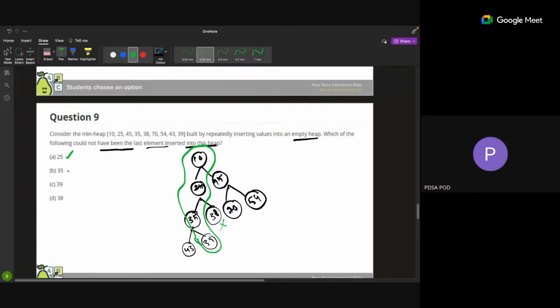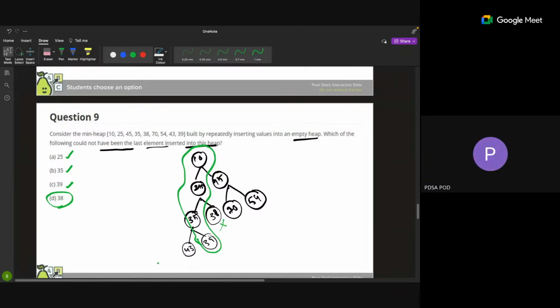There is a possibility of 35 being inserted as the last element. There is a possibility of 39 as the last element. But there is no possibility of 38 because it is crossing. It is not in the path of heapify. The recent heapify path is not there. Is it right?